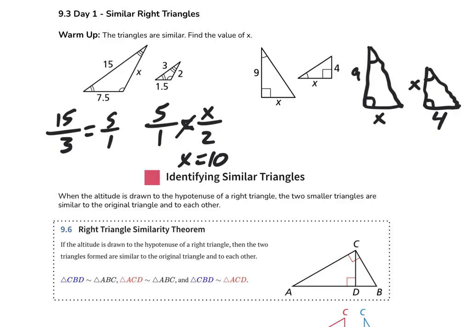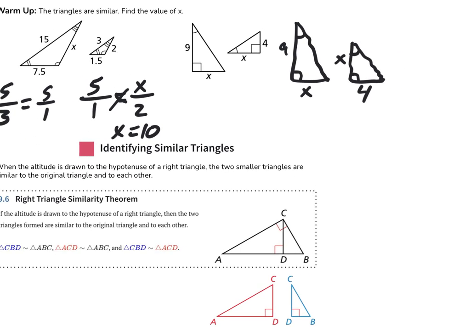Okay. Now here's what happens on this. This one's a little bit weird. 9 is to x as x is to 4. Okay, we're going left to right, left to right. You can go the other direction if you want to. But when I cross multiply here, watch what happens. X times x is x squared. 9 times 4 is 36.